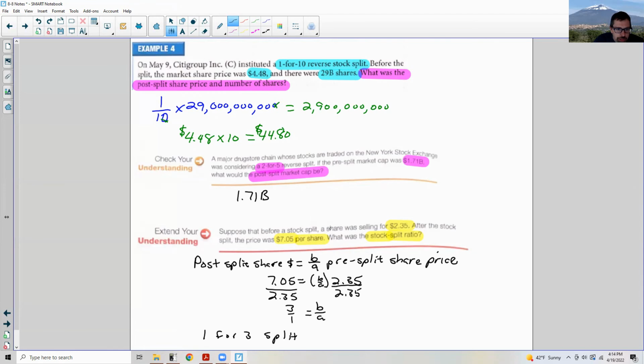Suppose that before a stock split, the share was 235, now it's 705. So it was 1 for, okay, so it's not 3 for 1, that doesn't make sense. It is 1 for 3. Actually, no, it is 3 for 1, 3 over 1. So if I put 3 over 1 here, 3 times 235 over 1 times 235 would give me this over here. So it's 3 over 1 equals B over A. That is a 1 for 3 split. Okay, 1 for 3 split.